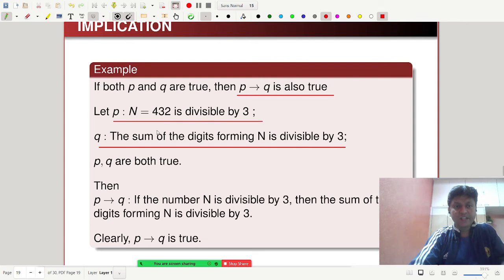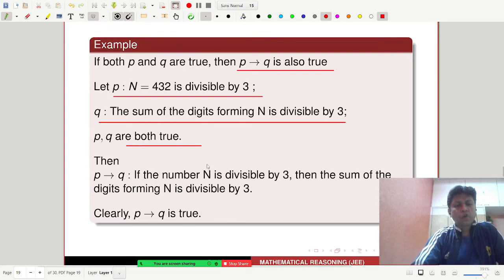So you can easily check P is true because 432 is divisible by 3, and Q is also true because if the number is divisible by 3, the sum of the digits should be divisible by 3. So P and Q are both true. So how will you write P implies Q? If the number n is divisible by 3, then the sum of the digits forming n is divisible by 3. That's the compound statement.